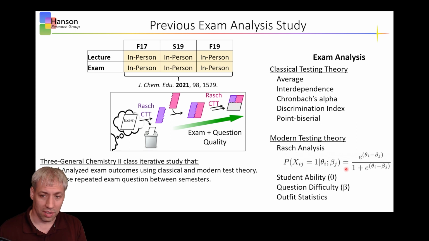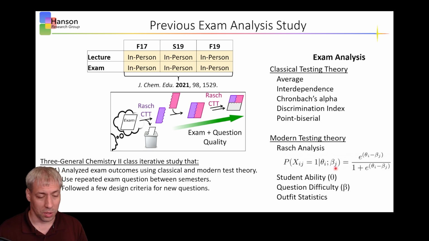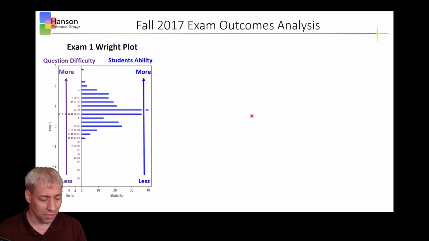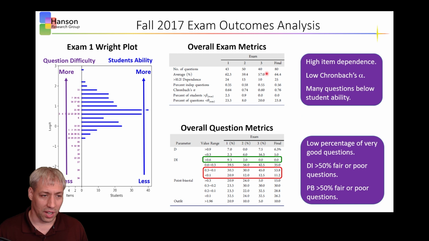We repeated some of the exam questions. We also implemented some test design questions, and then we tracked these metrics over time. Basically, how did this improve the exam as we progressed? Through the Rasch modeling on the first exam iteration, we could make a Wright plot, which is basically student ability versus question difficulty. We also got overall exam metrics plus overall question metrics.